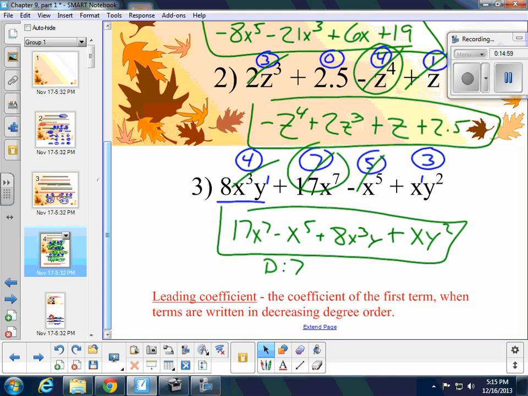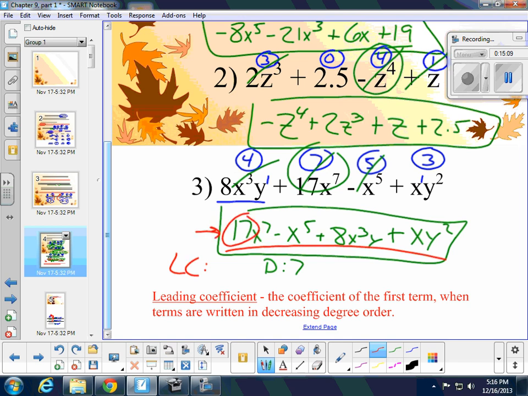So you might just label this the LC, leading coefficient. So now that we've got it written in order, well, then it's just the very first coefficient, the very first number that I've got here. So in this case, the LC would be 17 for this problem. And it has a degree of 7 because, again, that's the exponent we found here.